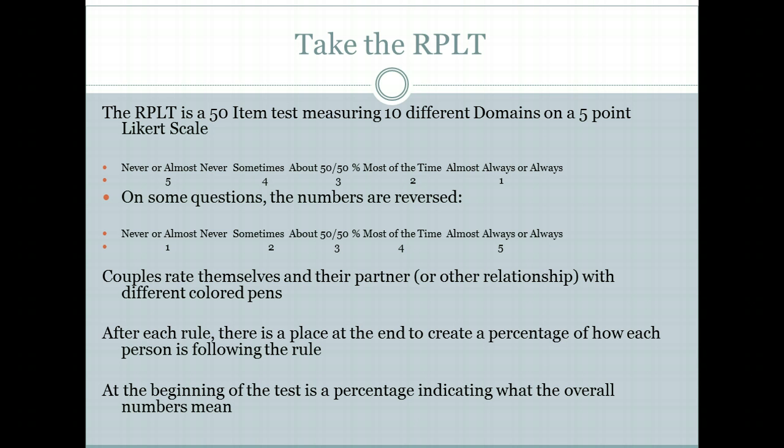Couples rate themselves and their partner or other relationship with different colored pens. After each rule, there's a place at the end to create a percentage of how the person is following the rule. At the beginning of the test is a percentage indicating what the overall numbers mean.